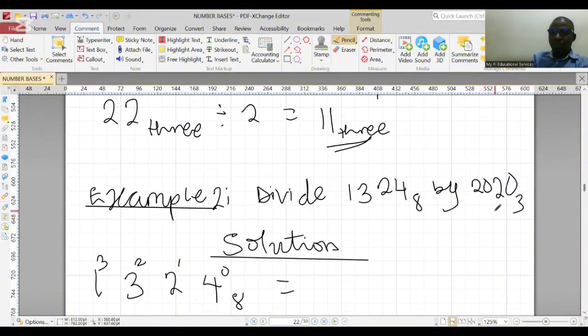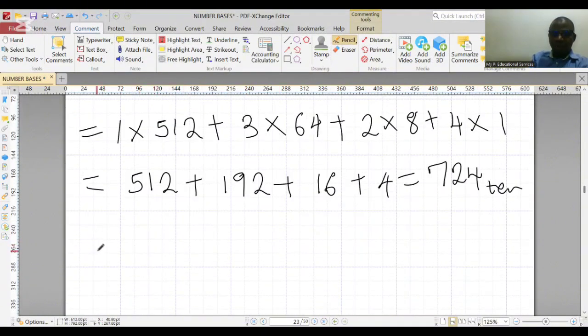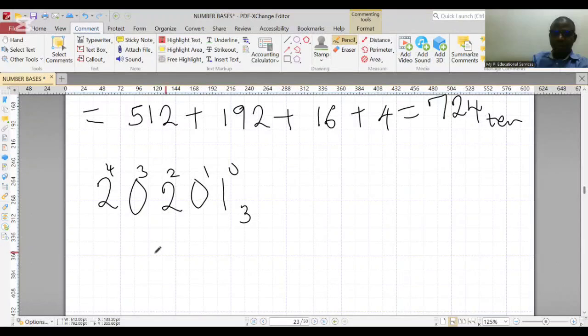Now let's convert 2020 base 3. Let me put 1 here, so that becomes 20201 base 3. Let's convert that as well. So we have 2, 0, 2, 0, 1, base 3. We label 0, 1, 2, 3, and 4.